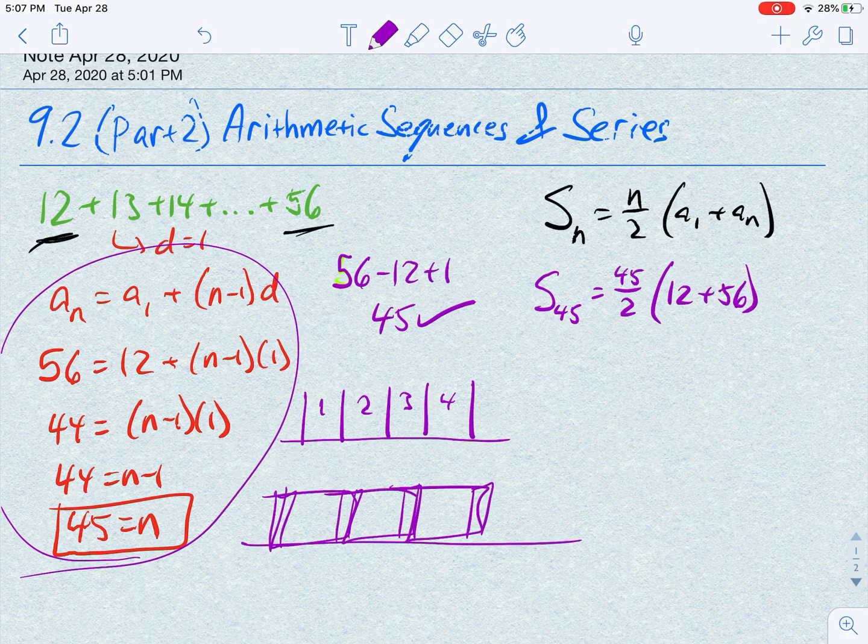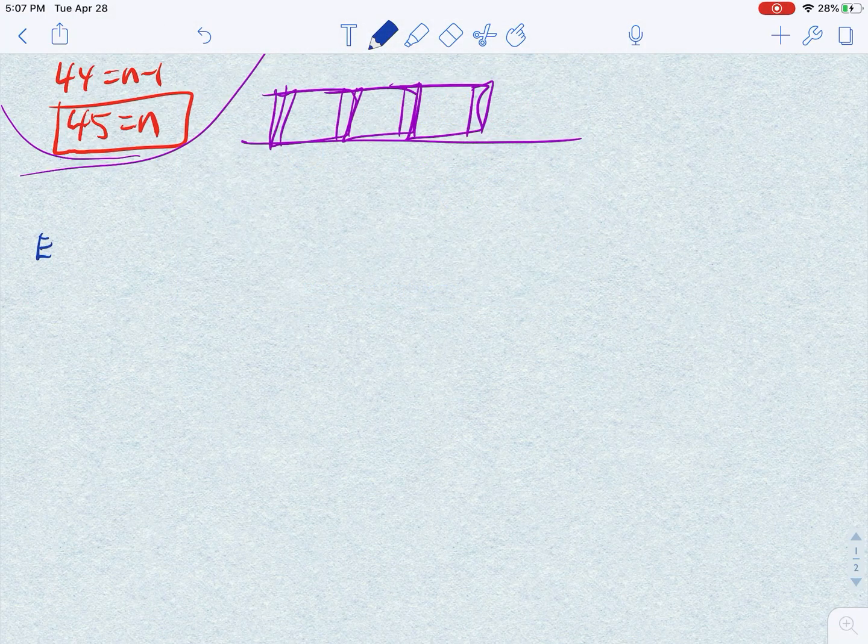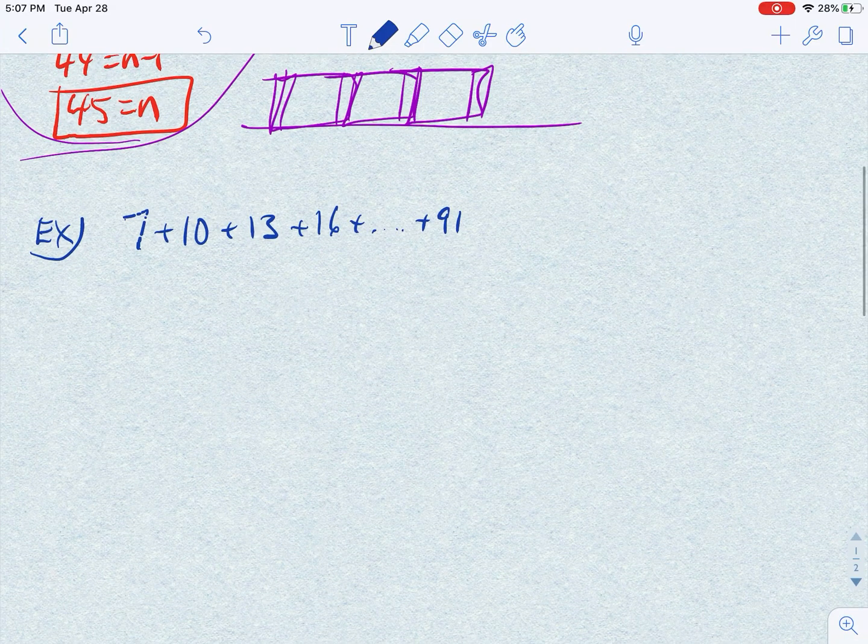Okay, now that we have that, if I can erase this quickly. All right, that works. Let's go back here and plug in. So the sum of these 45 terms would be 45 over 2. First term was 12, last term was 56. And I already did this, and I got 1530. So the sum of those 45 terms would be 1,530.